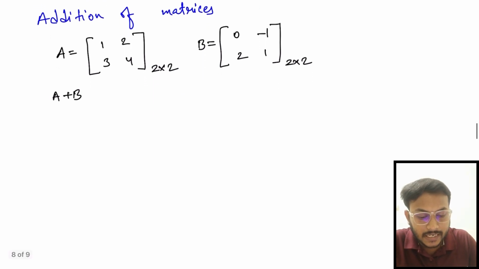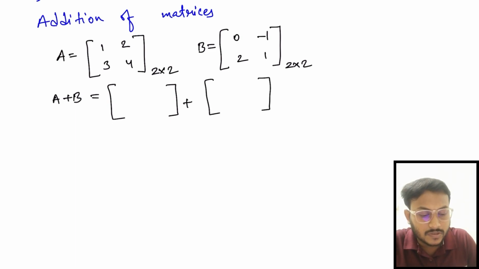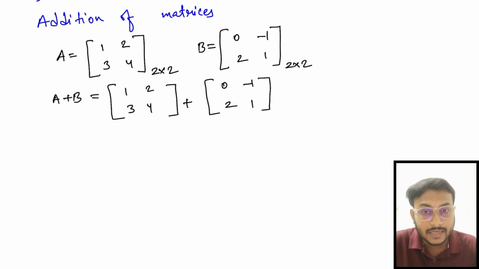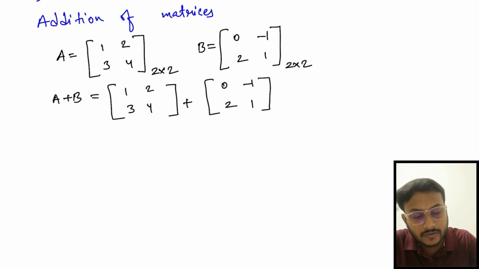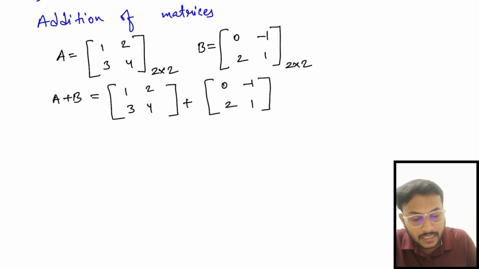So addition of matrix A and B. Simply write matrix A, then plus matrix B. Okay, this is how we write matrix A plus B. Now what we have to do, we just have to simply add the corresponding elements. Add 1 and 0, then add 2 and minus 1, then add 3 and 2, then add 4 and 1. Just add the corresponding elements of matrix A and matrix B.